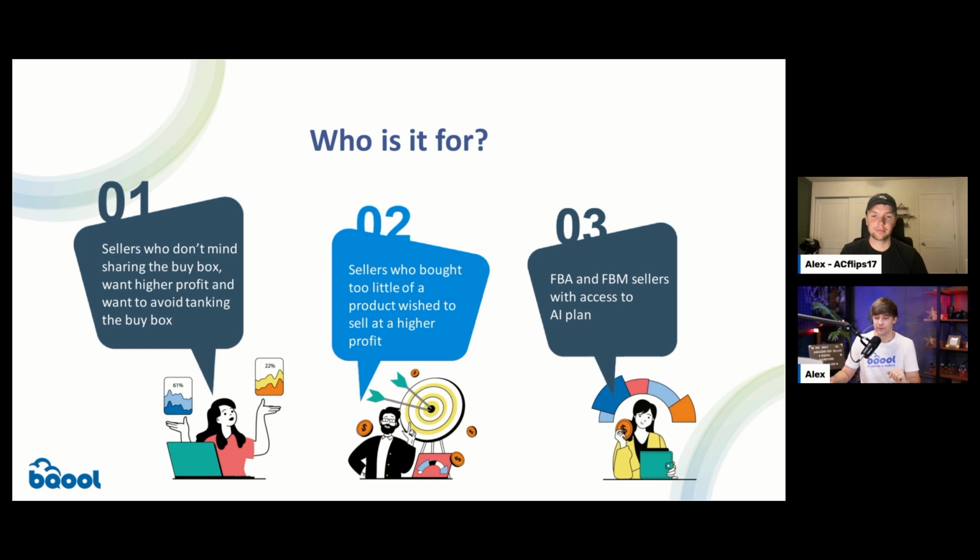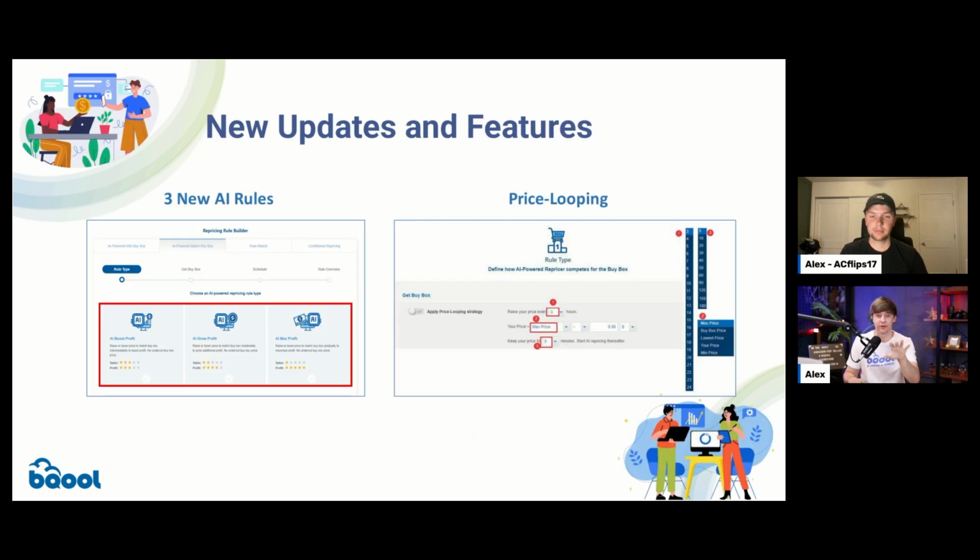And for new updates, this is how it actually looks. We have 3 new rules: AI boost profit, AI grow profit, and AI max profit. We also have a price looping feature, which is very powerful and similar to the scheduler we had before, but the main difference is that it will help you change the price several times a day, as fast as every 3 hours. So if you want to trigger the market price, you can do it, and you can set it every 3 hours, 4 hours, up to 24 hours. And you can choose how long you want to keep the price.